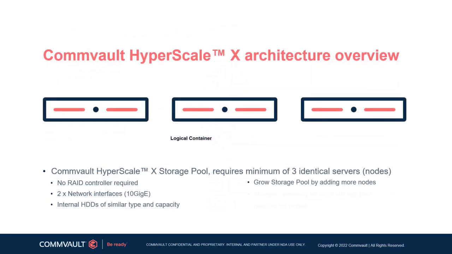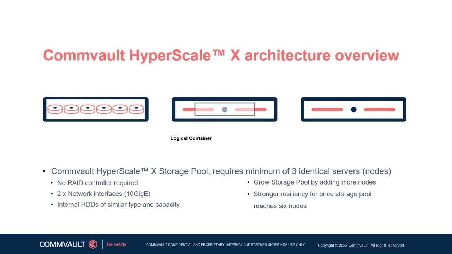Now let's discuss the architecture of the Commvault Hyperscale X storage pool, which, as mentioned earlier, is built on Commvault's new distributed storage file system that uses erasure coding. An initial hyperscale storage pool requires a minimum of 3 servers, known as nodes, which are installed together in the same physical location. The nodes do not require a RAID controller, as the erasure coding takes care of data redundancy at the software layer. Nodes have similar resources of CPU, memory, storage, and network.